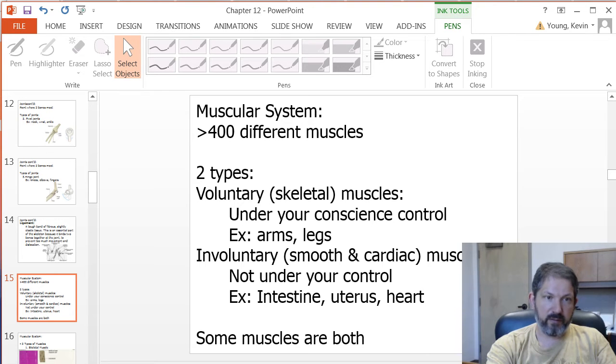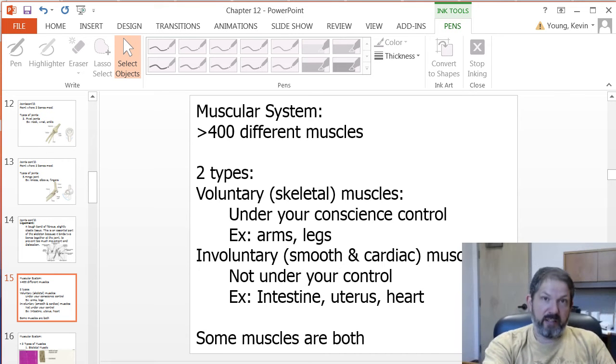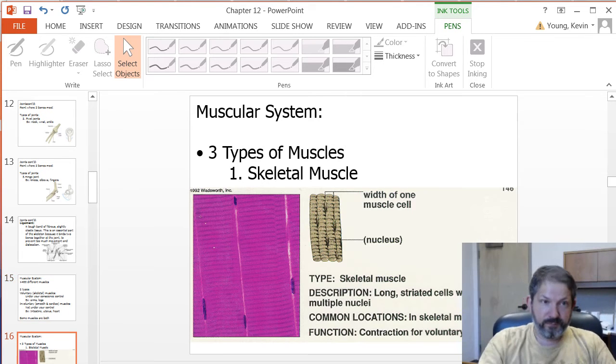Okay, moving along. Voluntary versus involuntary muscles. Can you move it by yourself? It's voluntary. It's a skeletal muscle. Can you not move it by yourself? Can you control the movement of your intestines? No, you cannot. Can you control the movement of your heart? No, you cannot. So it's involuntary. So smooth muscle and cardiac muscle are not under your voluntary control. You cannot contract your uterus on demand.